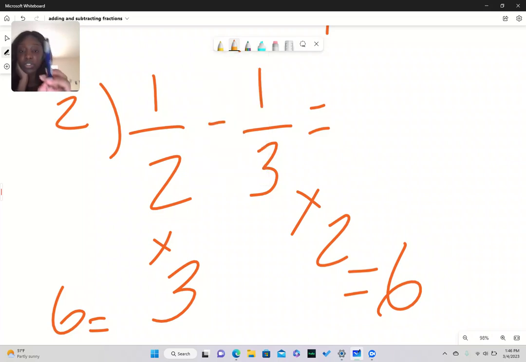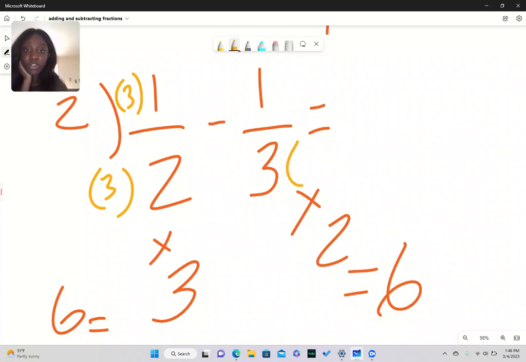Let me get a different color. So first you're going to do 2 times 3. And you're also going to do 1 times 3 because you remember anything you do on the bottom, you have to do on the top. And then let's move on to the 1/3. Since you multiply this by 2, you would also multiply the top by 2.